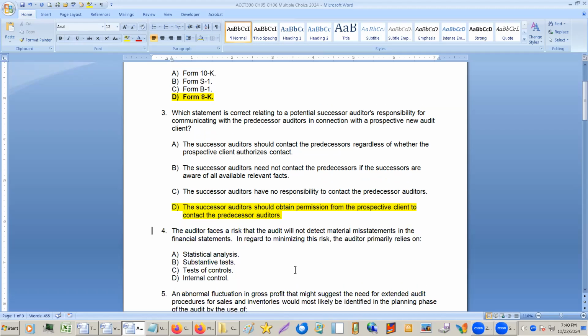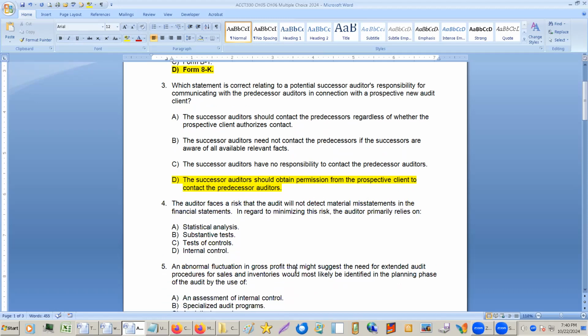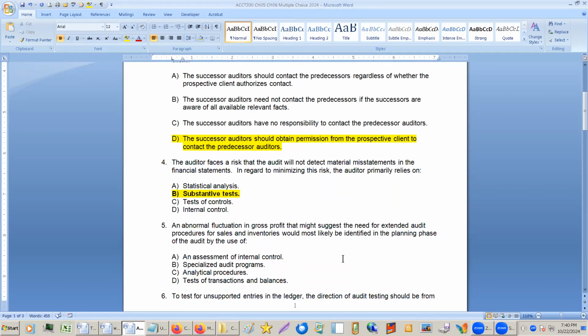The risk that the auditor will not detect material misstatements in the financial statements. With regard to minimizing that risk, the auditor relies upon substantive tests. Yep. Abnormal fluctuations in gross profit. It's just a need for extended audit procedures for sales from analytical procedures. Yep, good.